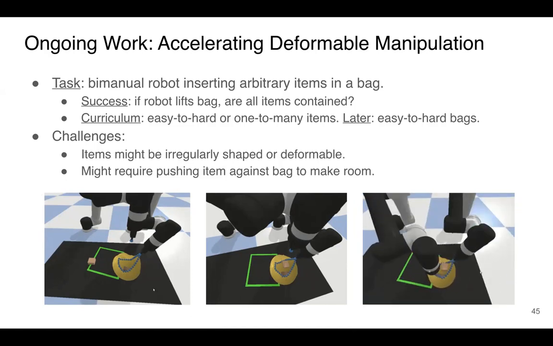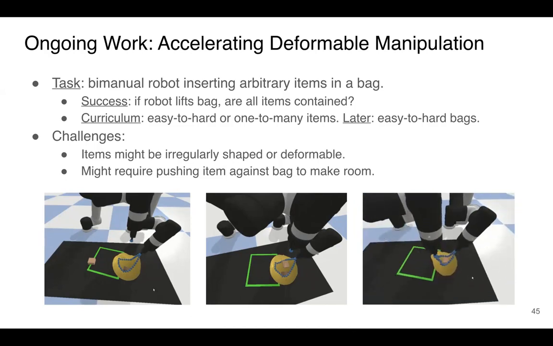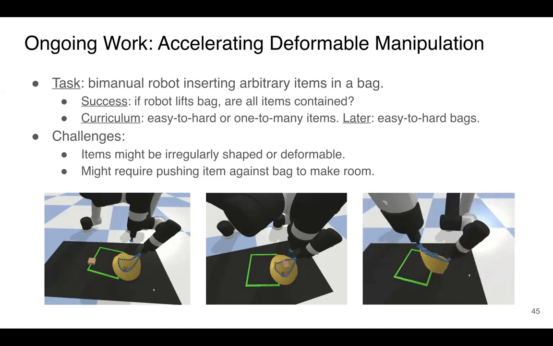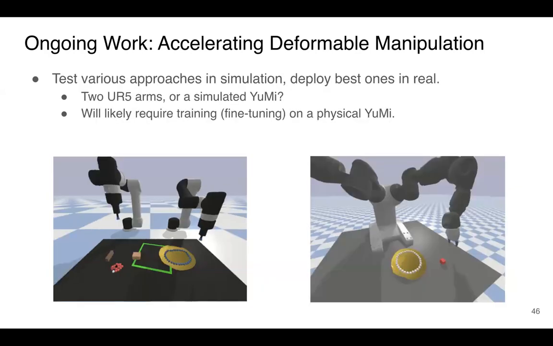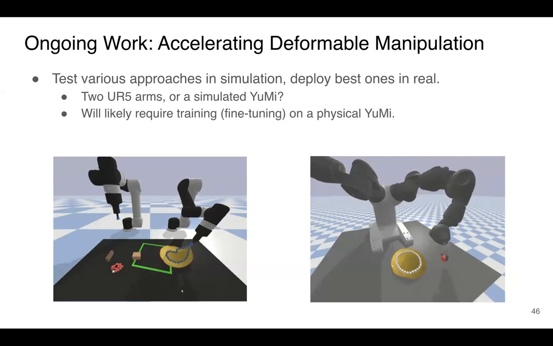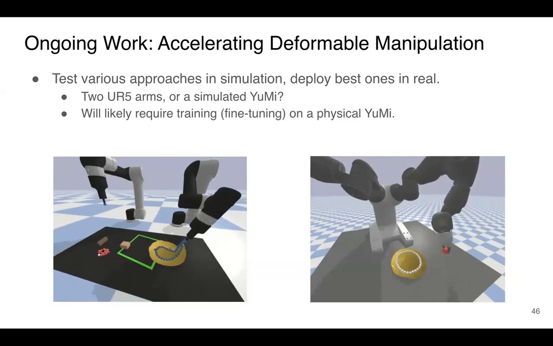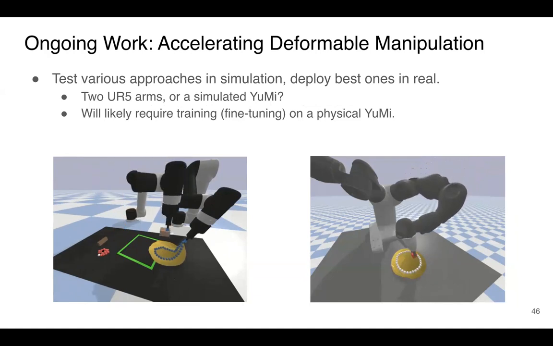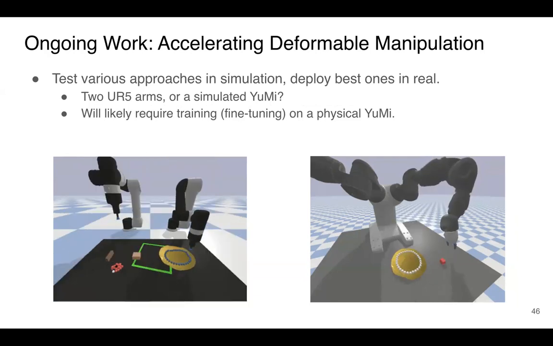So again, at a high level, the idea here would be to define some kind of curriculum that can make it easier to accelerate training so that the robot can continually insert more and more items in these bags. We can do this with, for example, 2 UR5 arms in simulation. We can also use a simulated YuMi arm, which could be beneficial in case we want to experiment with the physical YuMi robot that we have in our lab.